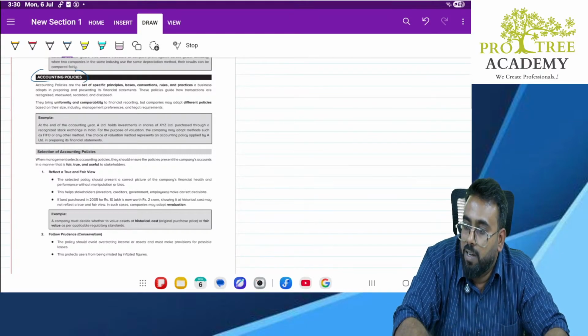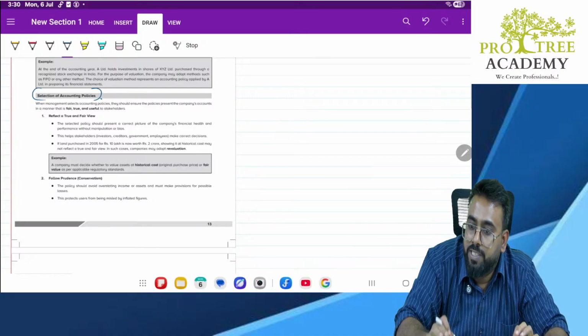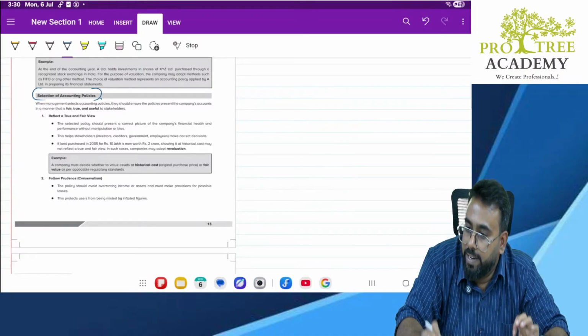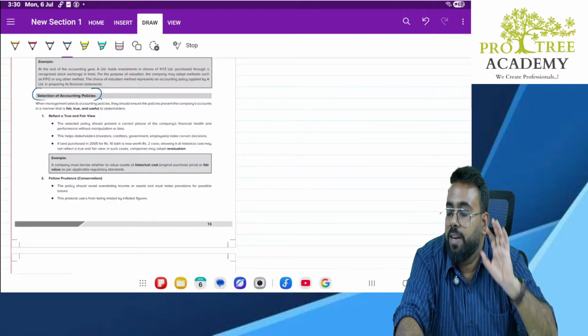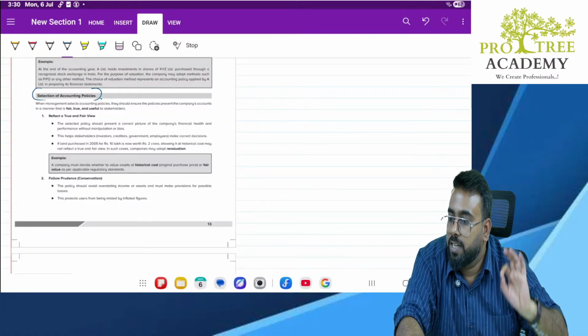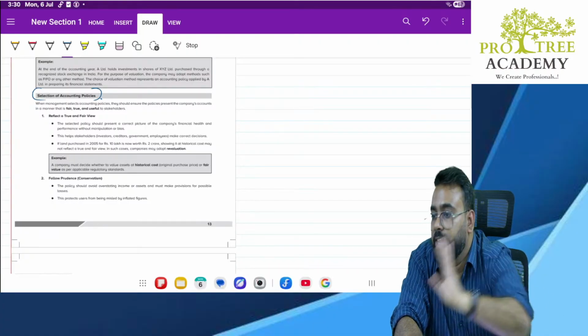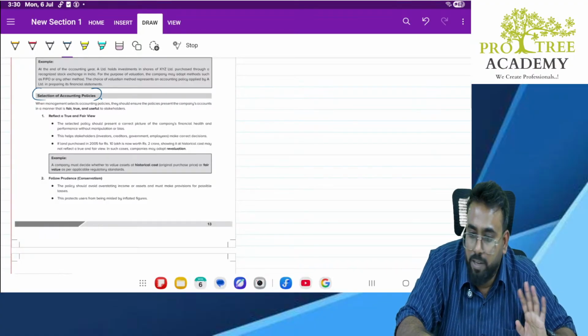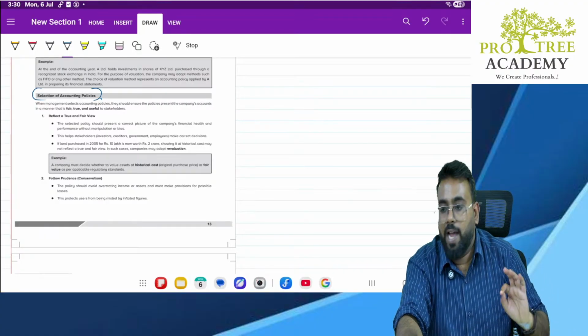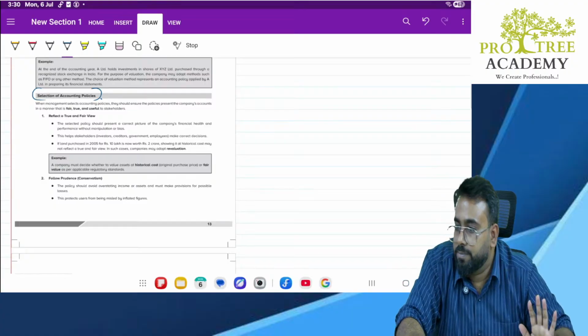Now, how do you select an accounting policy? The answer is simple. You select an accounting policy which is actually correct for your entity and which will ultimately help in preparing the financial statements in a true and fair manner. Sir, one example I will give you so that you will understand better.